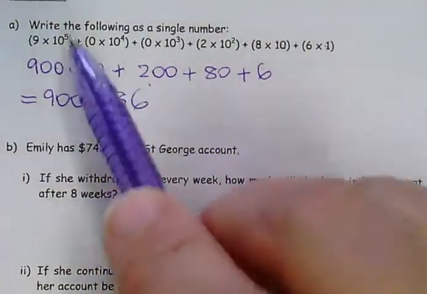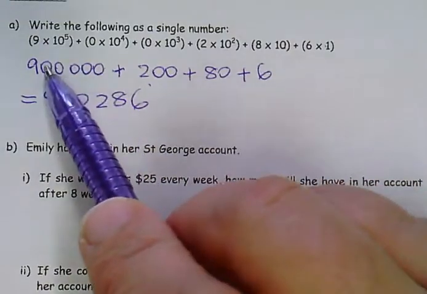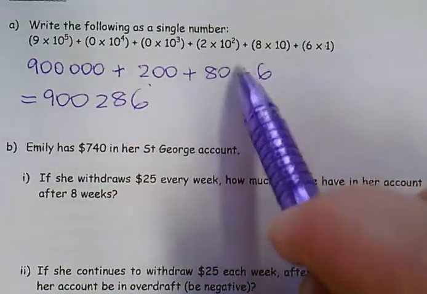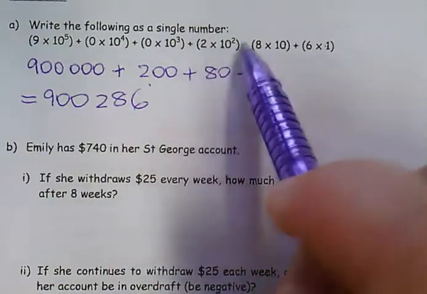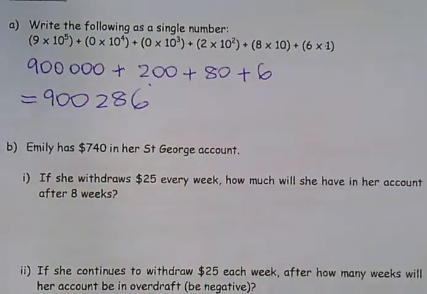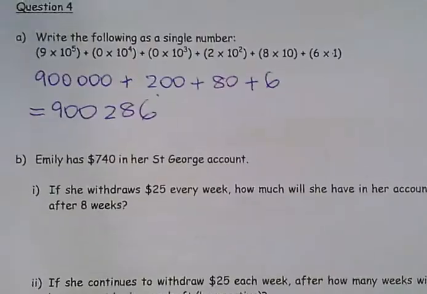So when you've got 9 times 10 to the power of 5, you've got 5 zeros there. Okay? 2 times 10 squared. 10 squared is 10 times 10, which is 100. So 2 times 100 is 200. Okay? Now question B, 4B.